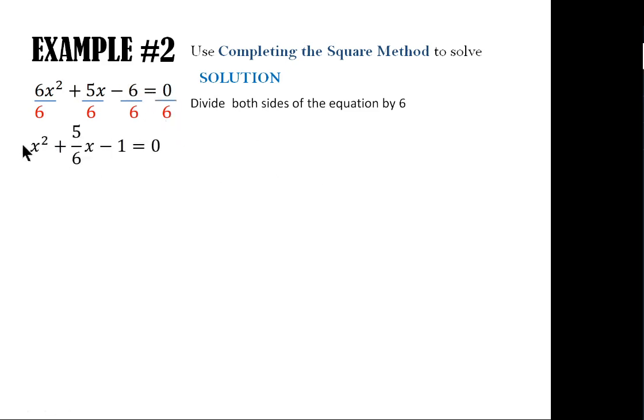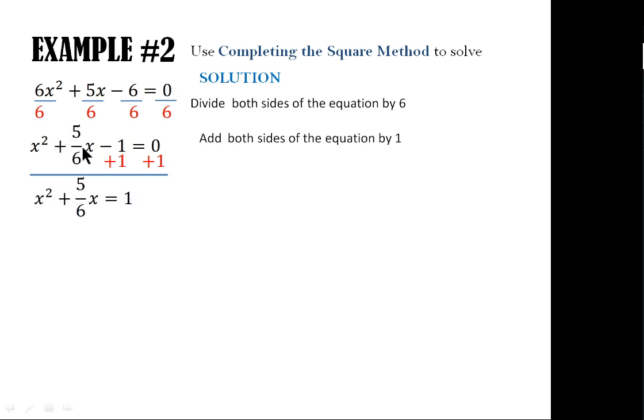We're going to simplify this. This cancels 6, so we have x squared plus 5x over 6, minus negative 6 over 6, that's negative 1, is equal to 0. Next step, we're going to isolate negative 1 by adding 1 to both sides of the equation, because we will have to combine terms with variables to the left side, and the constant to the right side. So we have x squared plus 5 over 6x, negative 1 plus 1, that's 0, is equal to 0 plus 1, that's positive 1.